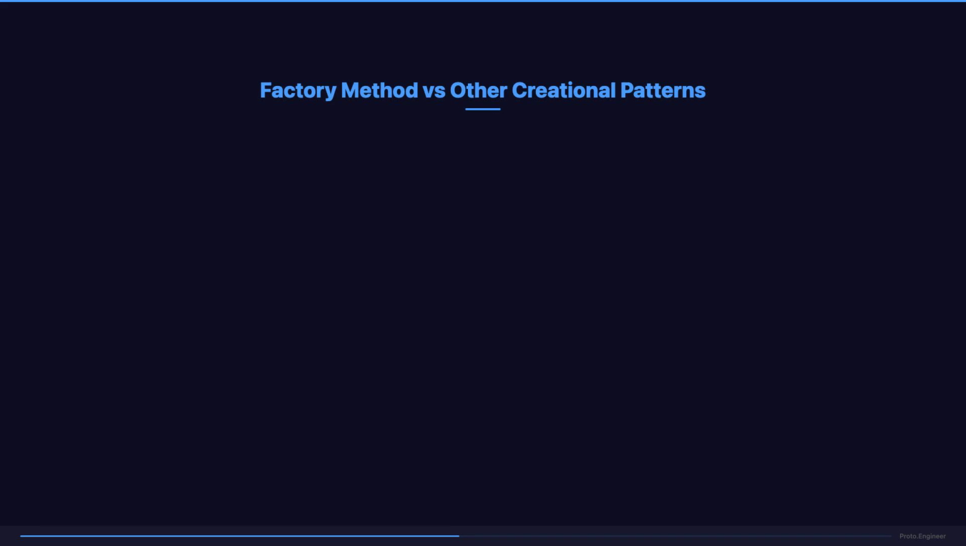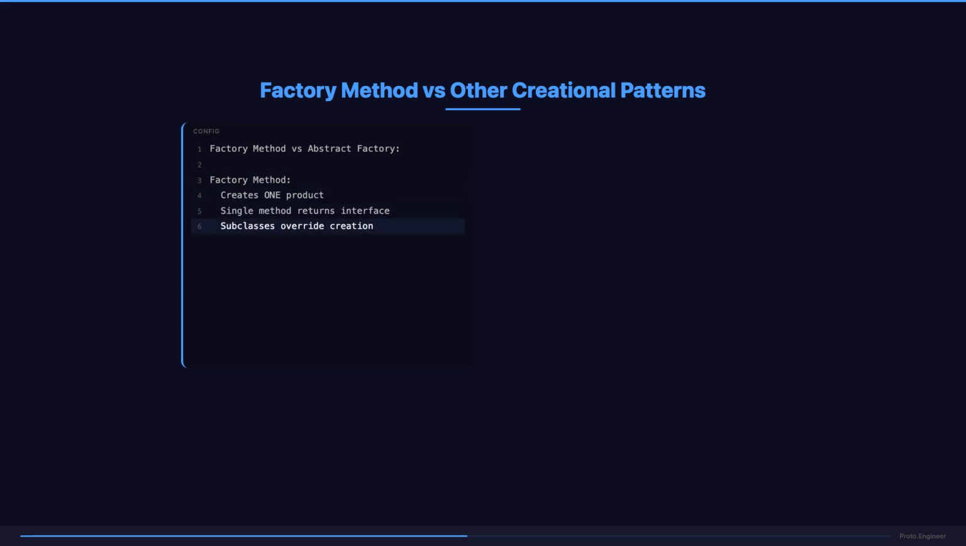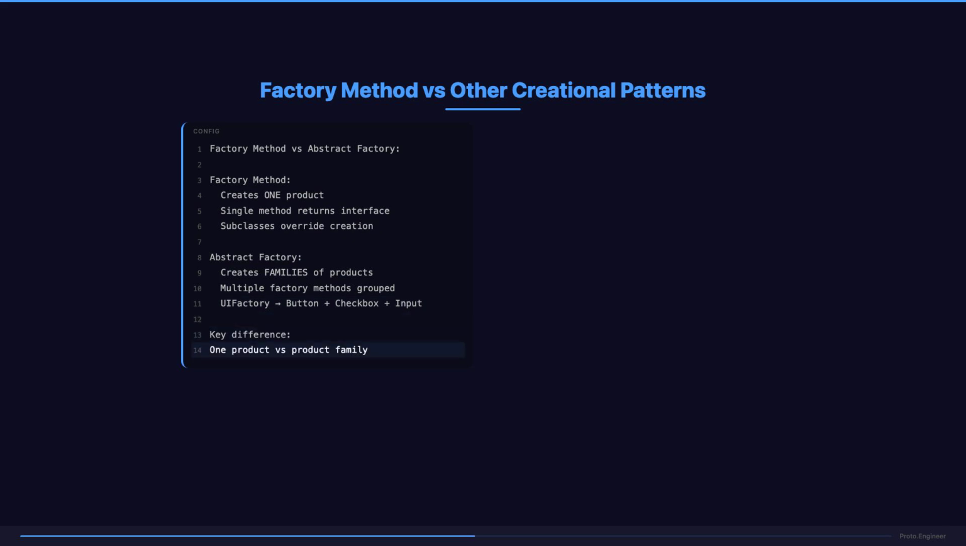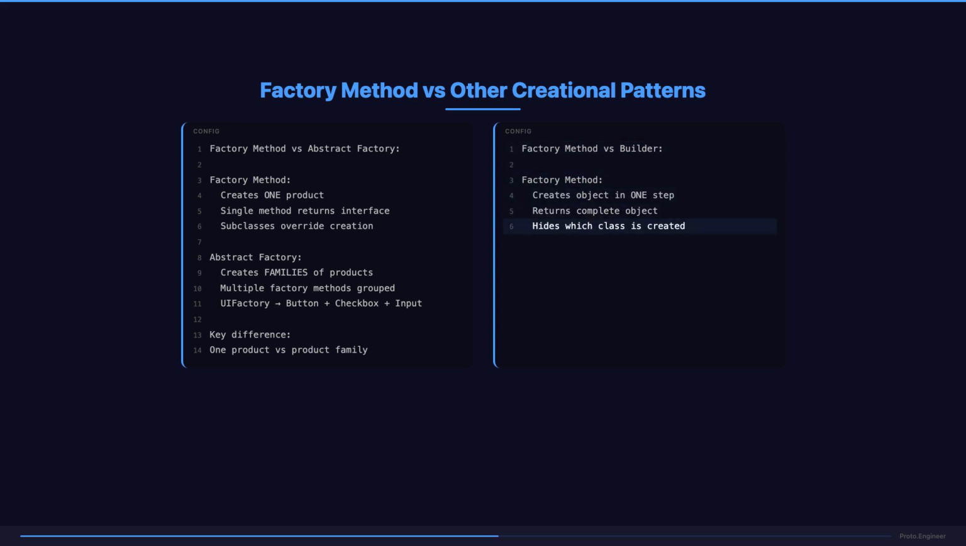People confuse factory method with abstract factory and builder. Here is the difference. Factory method versus abstract factory. Factory method creates one product. A single method returns one interface. Subclasses override what gets created. Abstract factory creates families of related products. A UI factory might create a button, a checkbox, and an input that all match a theme. Multiple factory methods grouped together. Factory method is about one product type. Abstract factory is about product families.